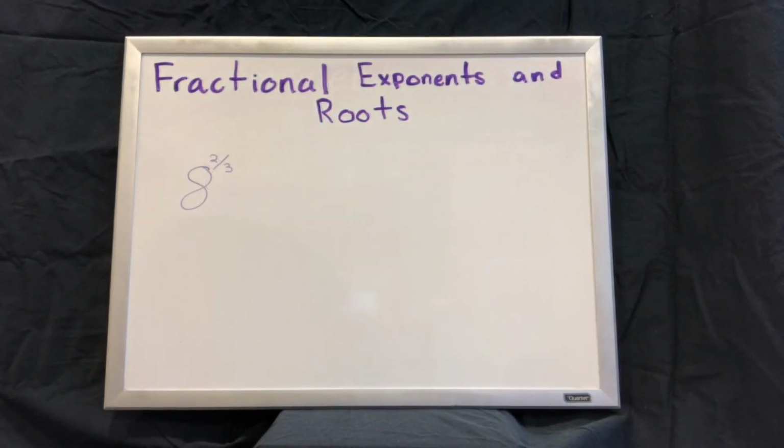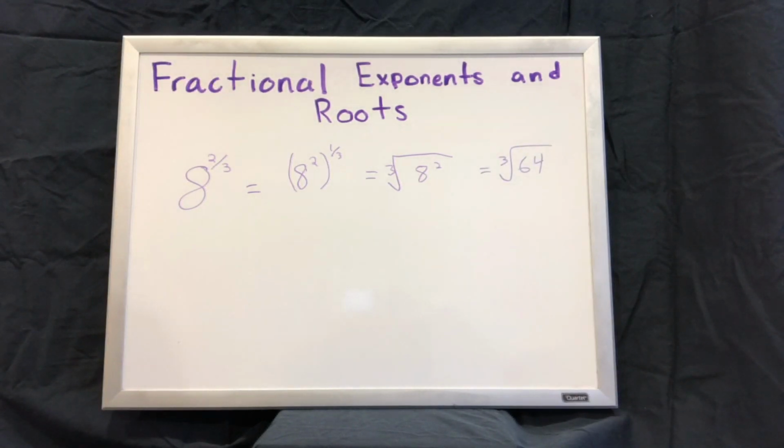What about fractional exponents that aren't inverses of integers, like 8 to the 2/3 power? Well, we can split the exponent apart. Since 2 times 1/3 equals 2/3, we know that 8 squared all to the 1/3 power is equal to 8 to the 2/3 power. Converting the 1/3 power to a root, we get that 8 to the 2/3 power is equal to the cube root of 8 squared. Then we get that 8 to the 2/3 power is equal to the cube root of 64.